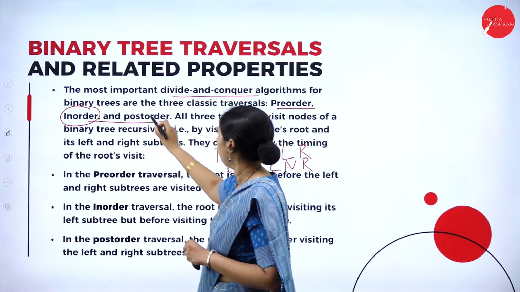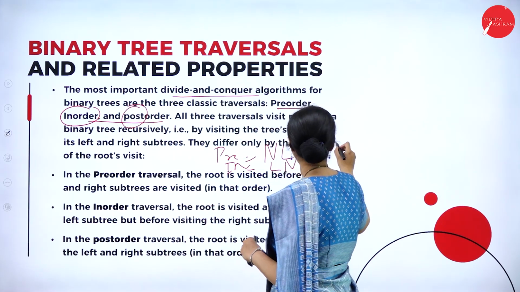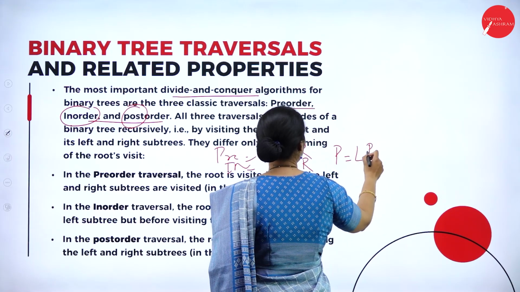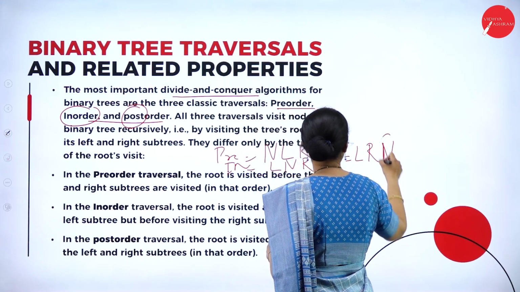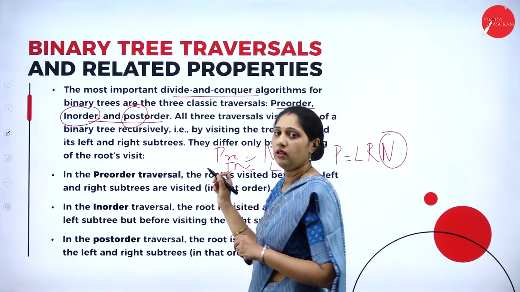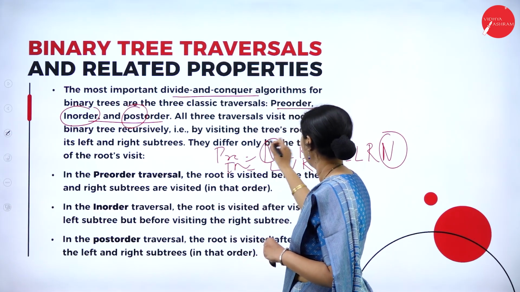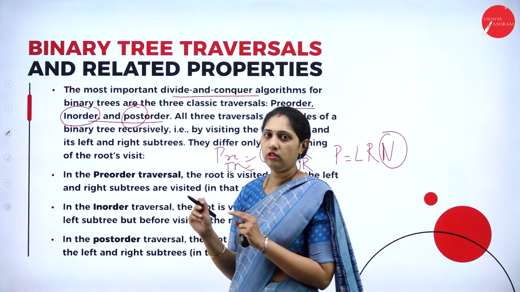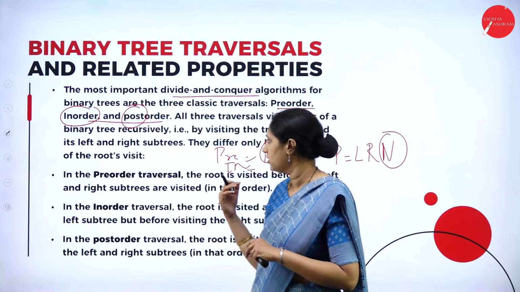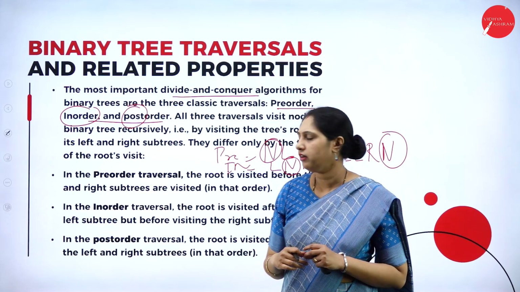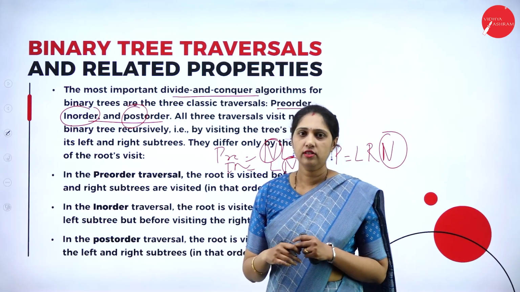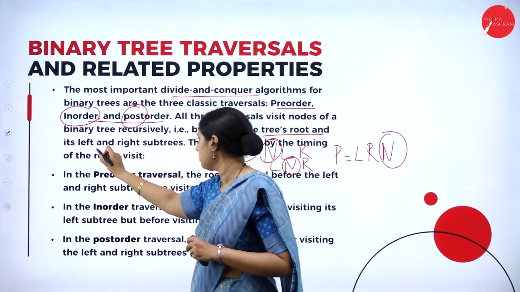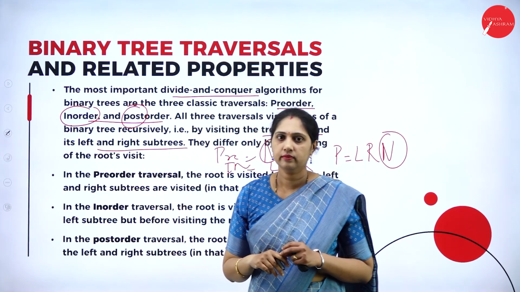Then what about post-order? Post means last. So here first the left, then the right subtree, and then my node. See, here you can find the difference. Pre-order: root first. In-order: root in the middle. Post-order: my node or root comes last. That is what is called traversal. Why do we have to traverse? Such that we visit the tree root and its left subtree and right subtree.